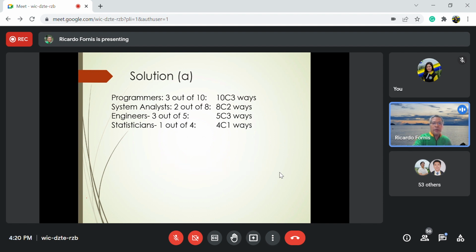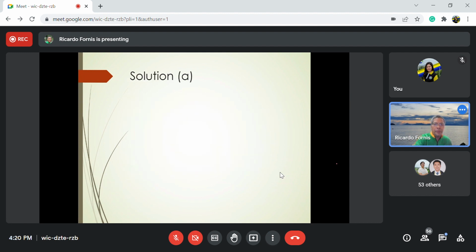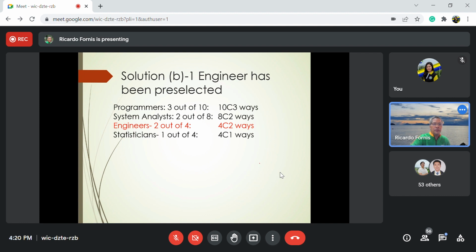In the second requirement, if the customer insists that one particular engineer with whom he has worked before be assigned to the project, in how many ways can the team be chosen? The modification is that since one engineer has been pre-selected, originally there are 5 engineers, you choose 3. Now this time, because one engineer has been pre-selected, there are 4 left from which you could choose 2.